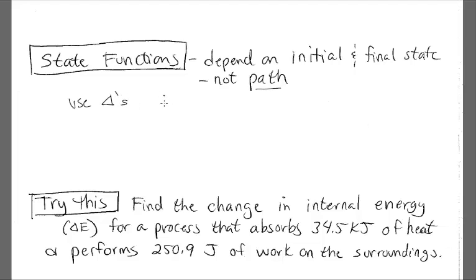So examples are energy, which we just did, change in energy, pressure, volume, temperature. All those things use deltas in front of them and only depend on initial and final state. Q and W, however, are not state functions. They do depend on the path.